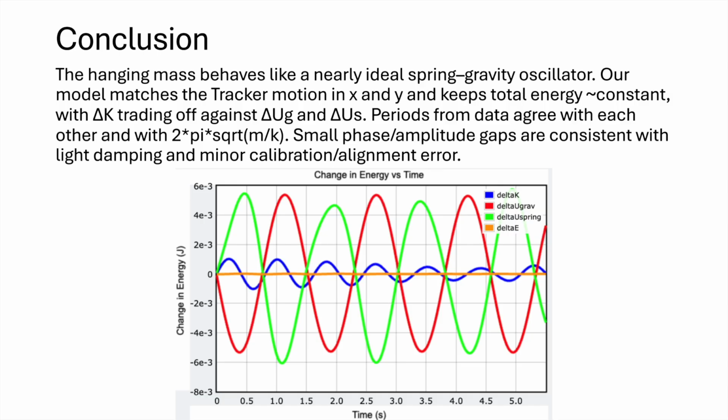So our conclusion: the hanging mass behaves like a nearly ideal spring gravity oscillator. Our model matches the tracker motion in x and y and keeps total energy approximately constant, with delta K trading off against delta UG and delta US. Periods from data agree with each other and with the 2 pi square root m upon k formula. Small phase or amplitude gaps are consistent with light damping, and minor calibration or alignment error. All of this can be seen in our change in energy versus time graph.